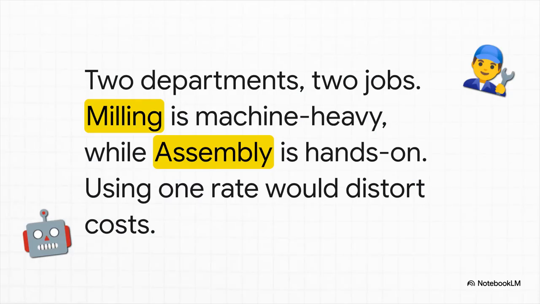And here's a perfect example to make this super clear. Let's look at a company called Dixon. They've got a milling department that's all machines all the time. Its costs are driven by machine hours. But then they have an assembly department that's totally different. It's all hands-on work, so its costs are driven by direct labor hours. Lumping those two together with one single rate, that would be a disaster.